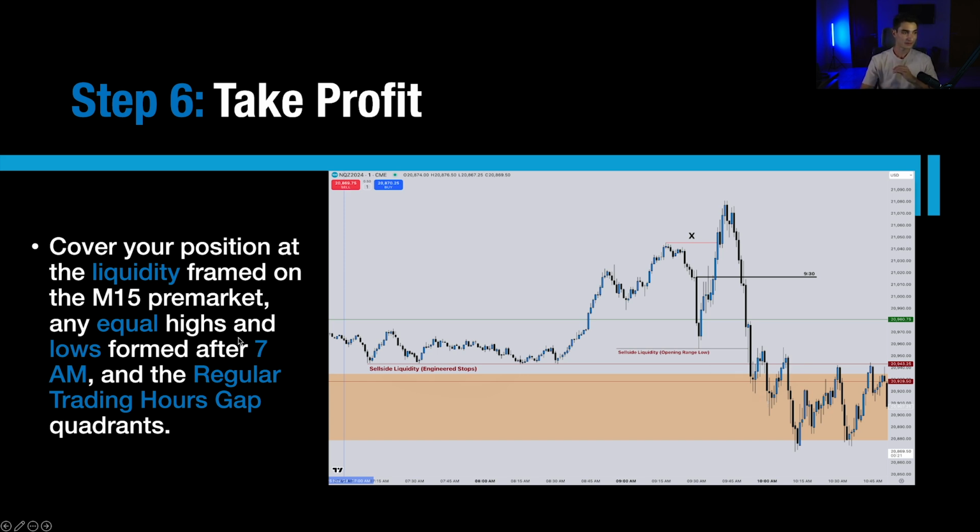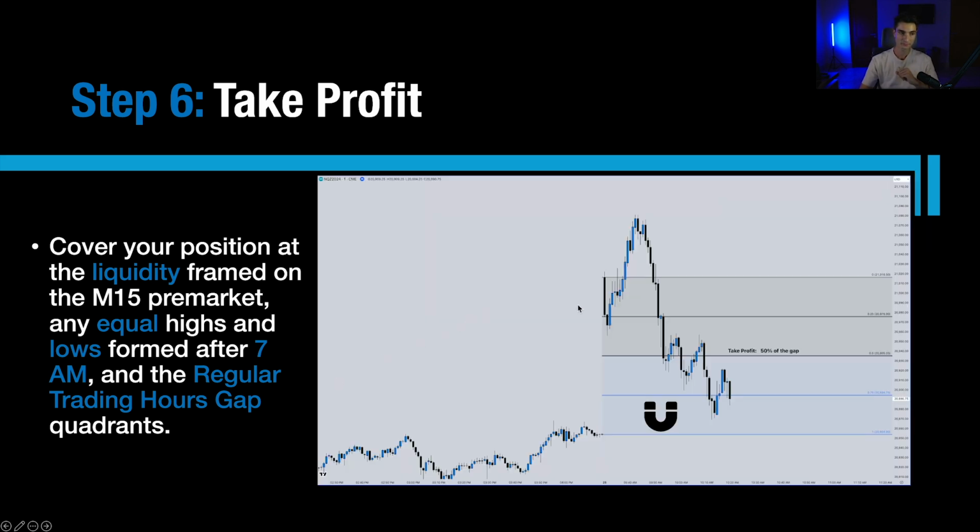So again, any equal highs or lows that form after 7 a.m., very important, because then the algorithm will start to engineer liquidity ahead of the 9:30 open. And then lastly, the regular trading hours gap quadrants. This is where these levels come into play, right? So we frame the regular trading hours gap. We wait for the manipulation at 9:30, and then we expect it to draw into that gap.